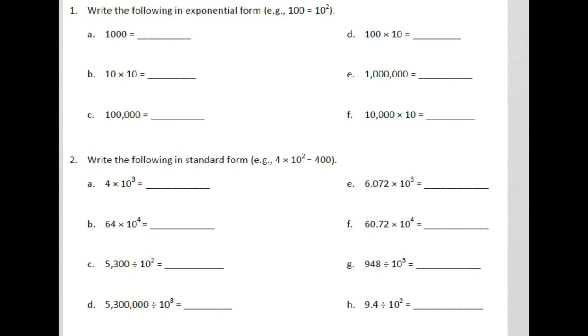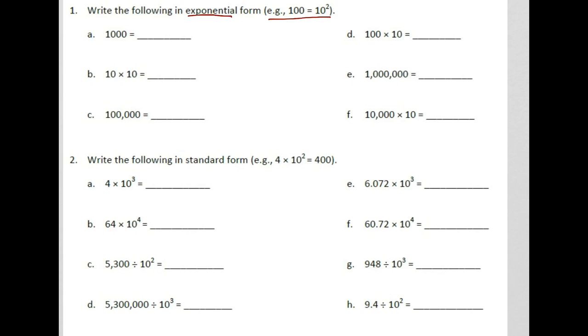All right, let's look at problem 1. The first thing I want you to notice is that 1 says to write the following in exponential form. Kind of crossed it out. I meant to underline it. And here's the example. EG means it's an example. 100 equals 10 to the second power. So, let's take a look at 1a.